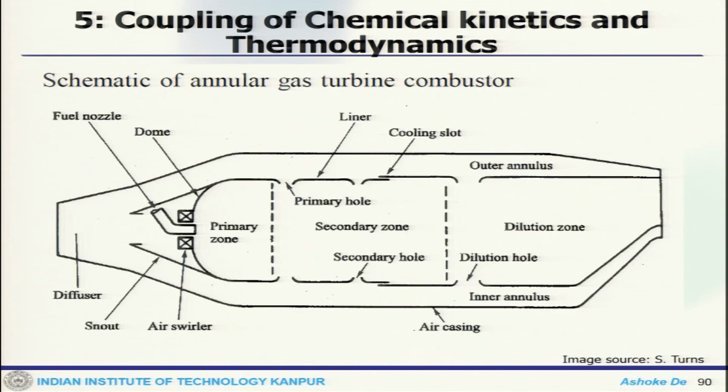Now, look at a slightly more complicated example of a gas turbine, where you have many different regimes. This is a schematic, or the cut section, of a gas turbine combustor. This is the outer casing, or rather air casing. The first portion here is the diffuser. In the diffuser, if you look at it realistically while flying, there is a fan also which sucks in the air into the system.